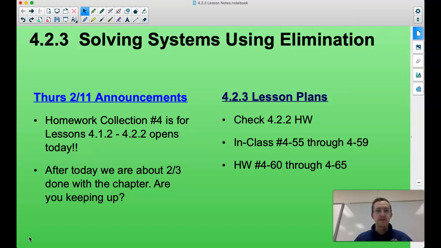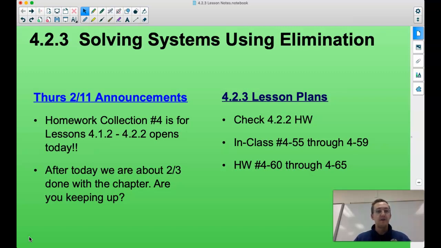A couple announcements. Homework collection number 4 is posted today. So please make sure you check It's Learning at some point throughout the day and get those homework pictures up to date. Again, remember, homework is not optional. That's 15% of our grade for the semester. So you have to make sure you keep up with that, or you're just hurting yourself in the long run. And we certainly do not want that.